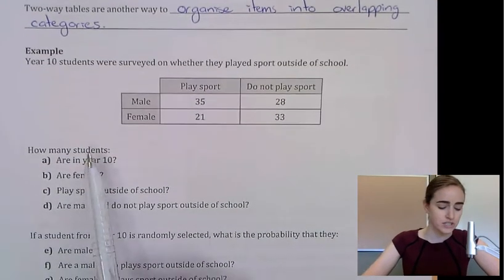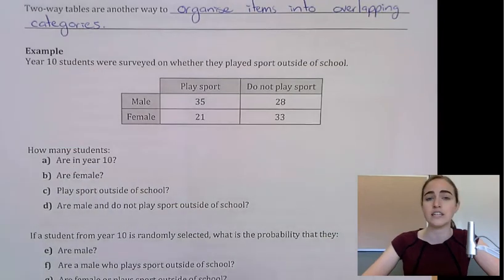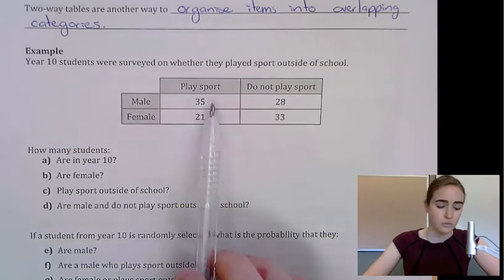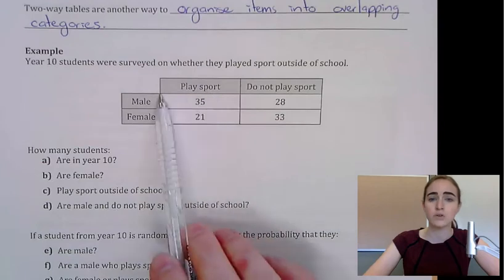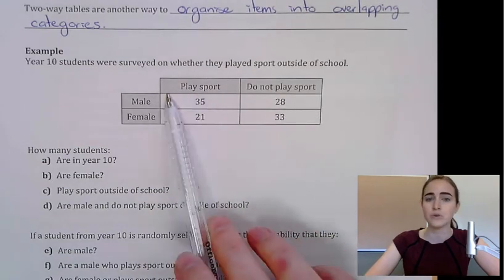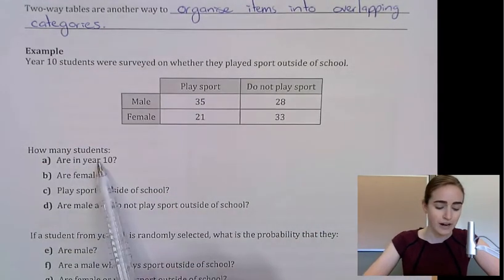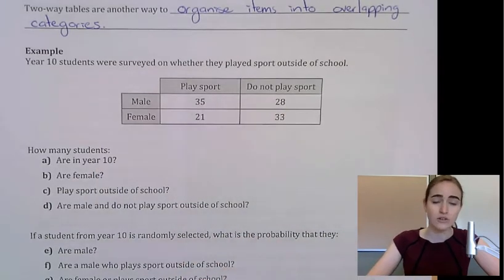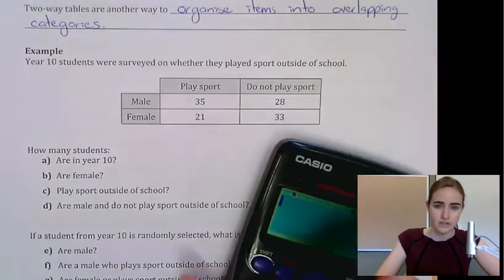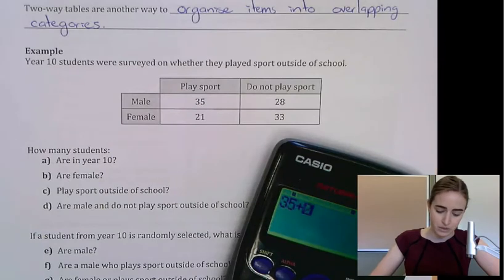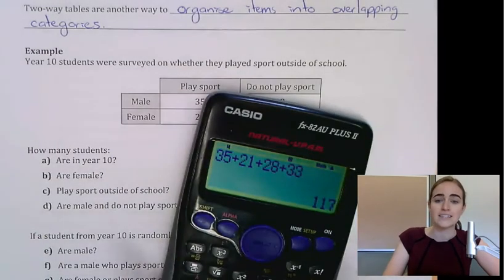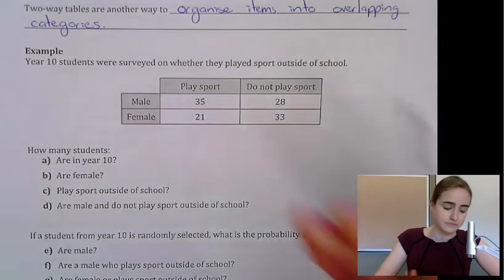So the first question asks us how many students are in Year 10 altogether. So we're going to have 35 students who play sport in a male, 28 who don't play sport in a male. So what we're going to do to figure out how many students are in Year 10 is add all of those numbers together. So we've got 35 plus 21 plus 28 plus 33. And we get 117 students.